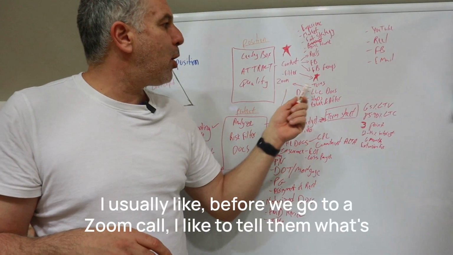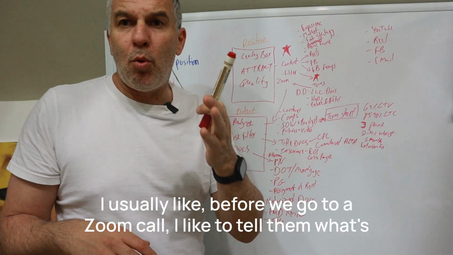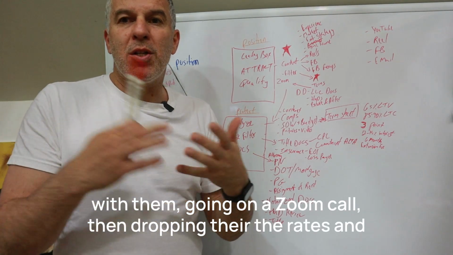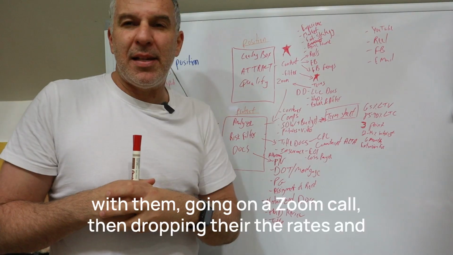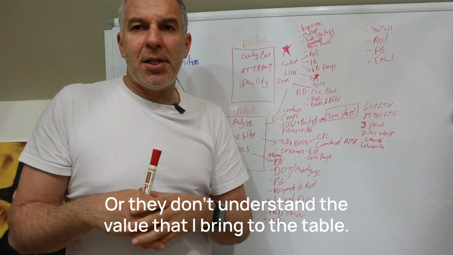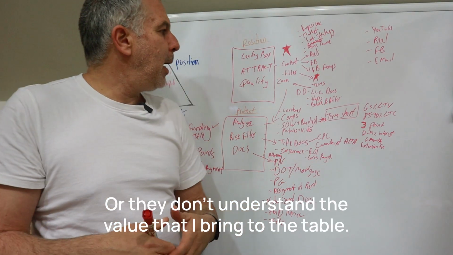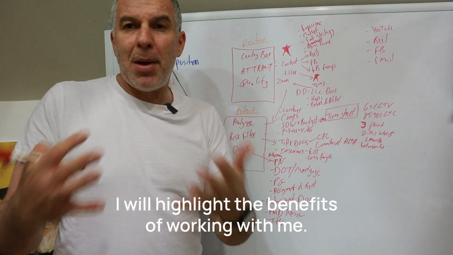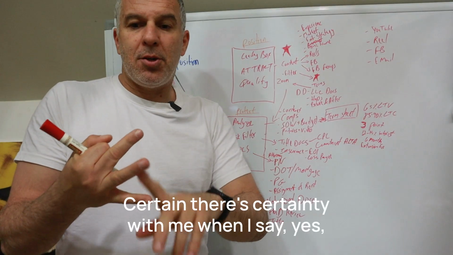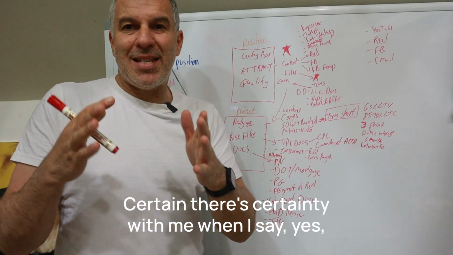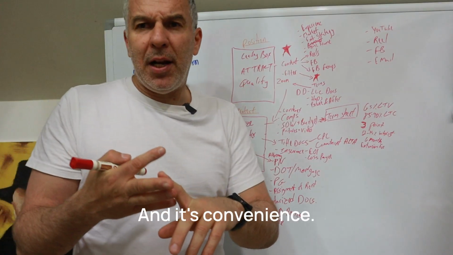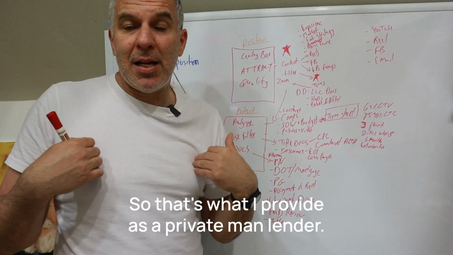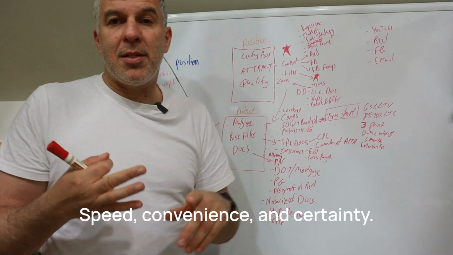I usually like, before we go to a Zoom call, to tell them what my rates are, because I don't want to waste all of this time chatting with them, going on a Zoom call, then dropping the rates and they tell me, listen, it's too high for me, or they don't understand the value that I bring to the table. So I want to make sure that they understand that I'm not the cheapest guy. I will highlight the benefits of working with me. I'm fast, there's certainty with me. When I say yes, I'm going to fund the deal, and it's convenience. There's not a lot of paperwork. There's not a lot of hoops that they need to jump through. So that's what I provide as a private money lender: speed, convenience, and certainty.